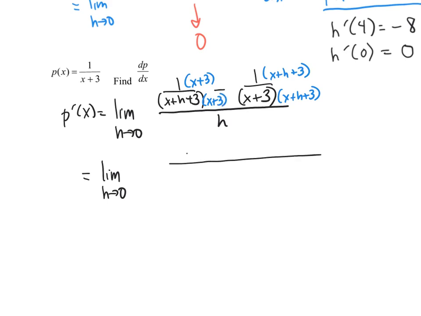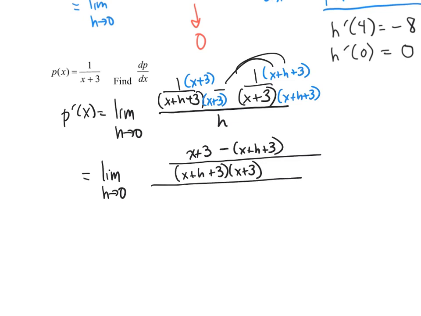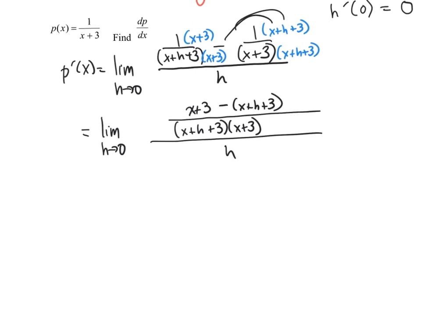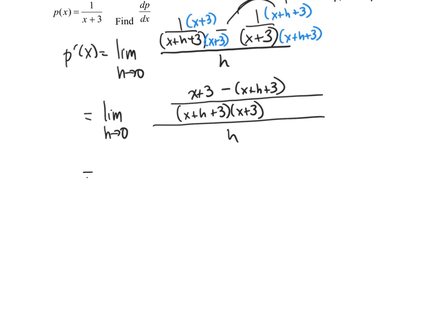So what that's going to give me is x plus 3 minus x plus h plus 3. And again, there is a minus here, so that minus is going to have to be distributed eventually over my common denominator, which are these two expressions over h. So if you get to this point, you're in pretty good shape because now it's just a bunch of canceling.